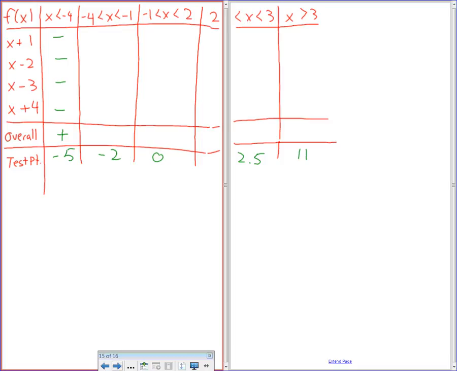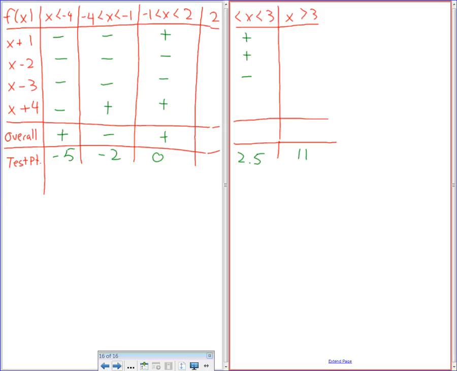Negative 2. Negative 2 plus 1 is a negative. Negative 2 minus 2 is a negative. Negative 2 minus 3 is a negative. Negative 2 plus 4 is a plus. That's going to be a minus. 0 plus 1 is a plus. Then a minus, then a minus, then a plus. 2.5 plus 1 is a plus. 2.5 minus 2 is a plus. 2.5 minus 3 is a negative. 2.5 plus 4 is a plus, so that's a minus. And plus, plus, plus.